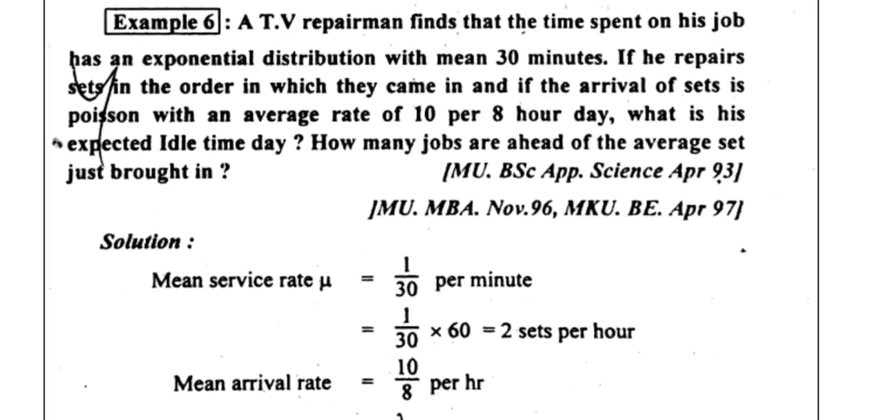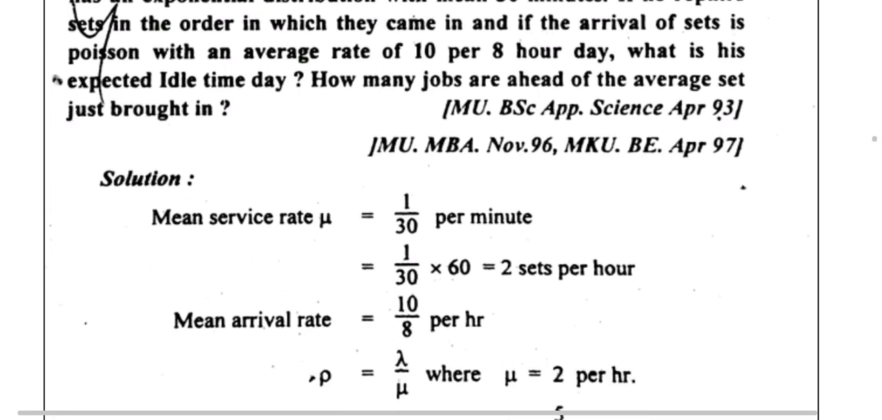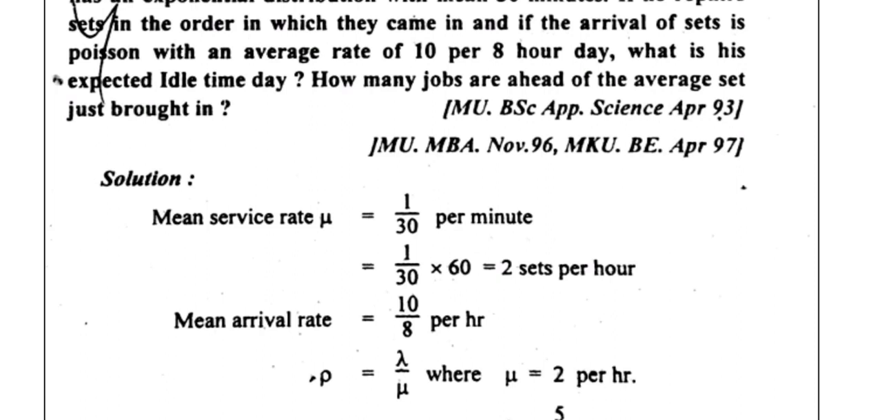So in this problem, the mean service rate we have to calculate as 1 by 30 per minute, and 1 by 30 into 60 equal to 2 sets per hour. And finally, here we are going to find the arrival rate. Arrival rate is nothing but an average rate of 10 per 8 hour day, the customers will arrive. So for 8 hours a day, 10 is your arrival rate. So you have to calculate 10 by 8.